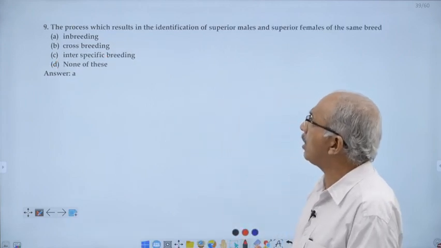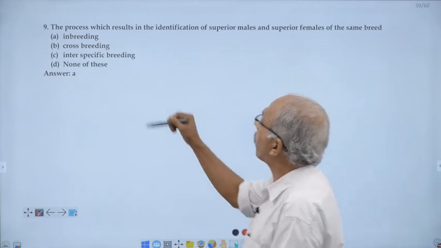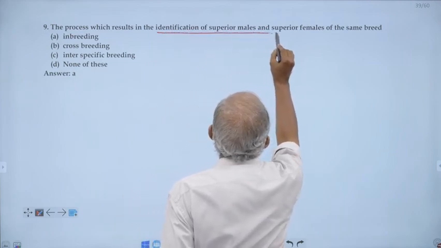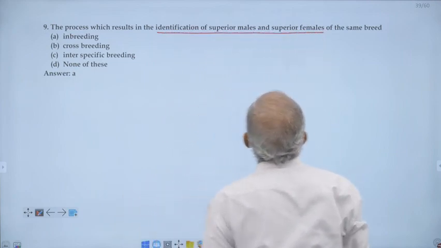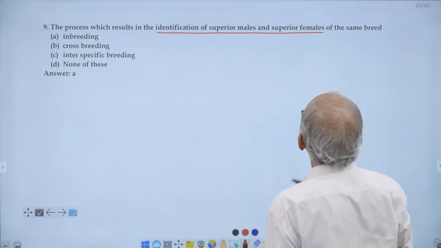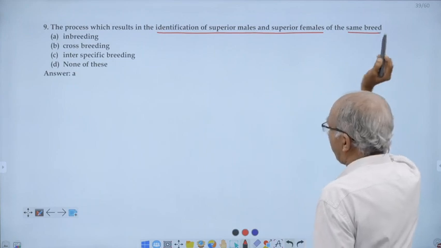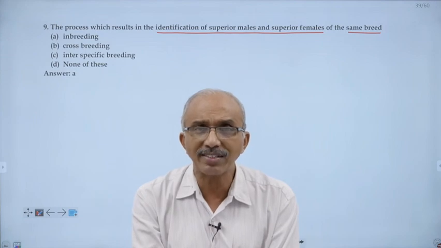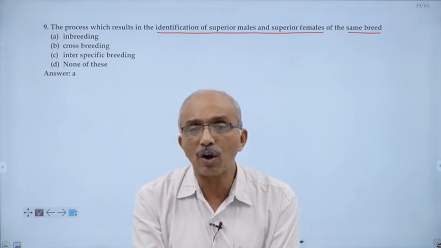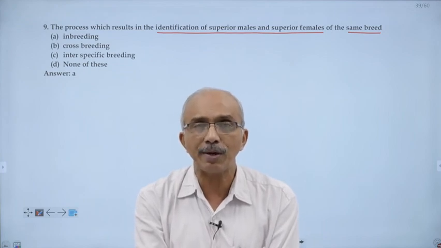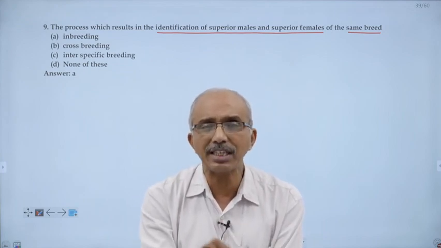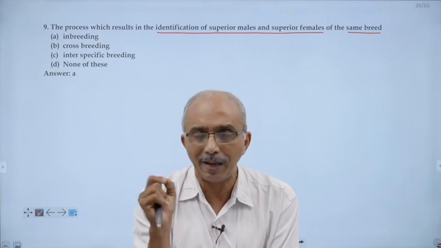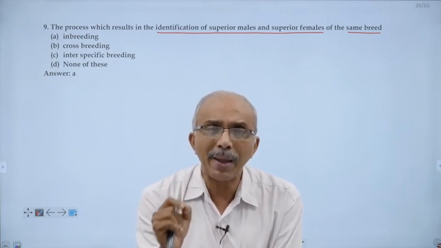A tricky question is given here. The process which results in the identification of superior males and superior females of the same breed. A trick is played in this question, and if the trick works, we will be trapped and select a wrong option. What is the trick played? Two tricks are played. One, selection of superior male and female.